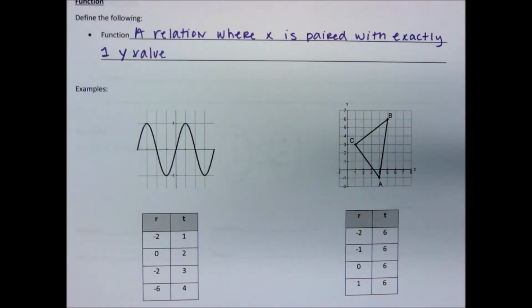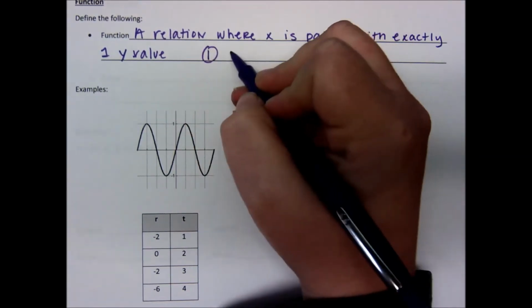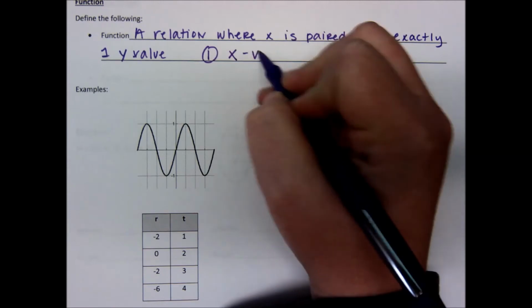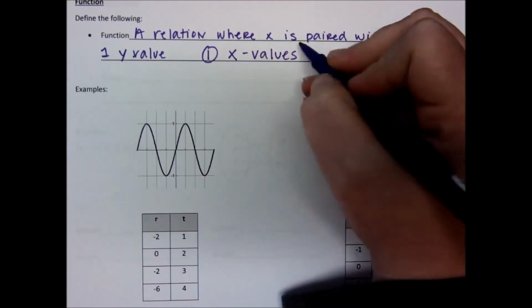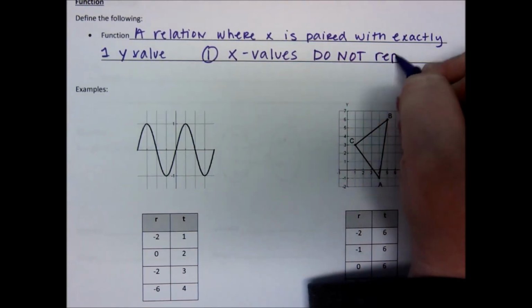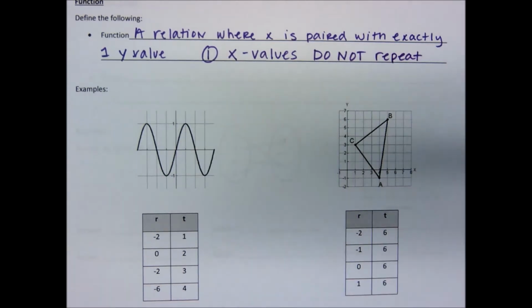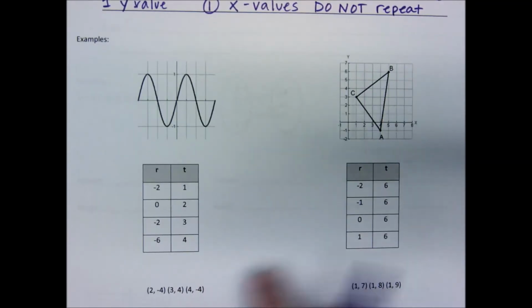If I want to tell if something's a function, I need to check one of two things, depending on what I'm looking at. So the first thing I need to check is, are the x values repeating? So to be a function, the x values do not repeat. I can't have the number 5 showing up 2 or 3 times as an x value. I can only have 1 5 as an x value, 1 4 as an x value, 1 3 as an x value. And that's really easy to tell if I'm looking at a table or at a list of points.